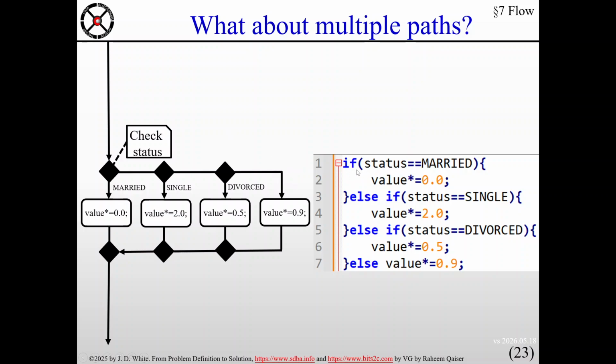So you can see this would be how you would write it in C. If status equals marriage, then do the calculation. Else, if status equals single, do this. Else, in other words, if this is not true, come to the next level. If status equals divorce, this. Else, in other words, none of these are true, multiply the value by 0.9. This is one way of handling multiple paths.